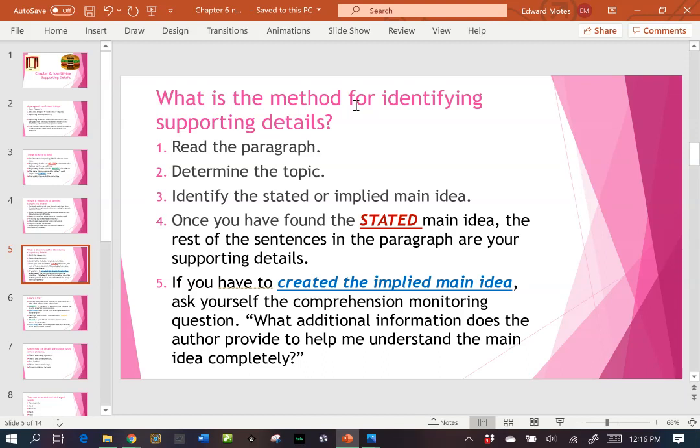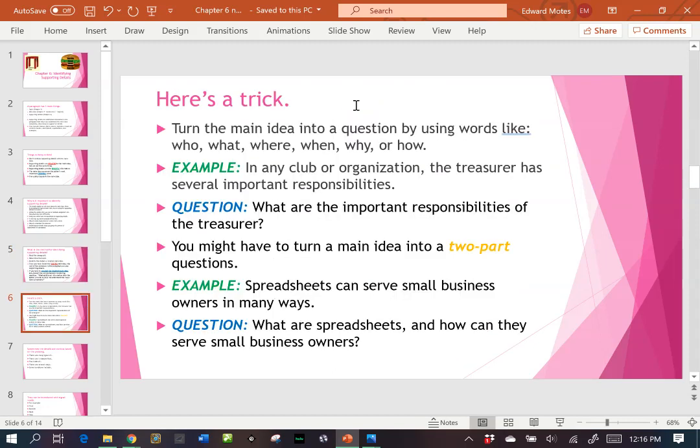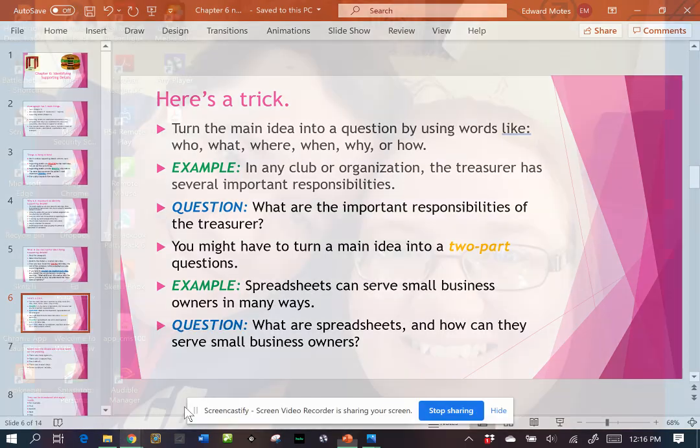So if you have a stated main idea, it's really easy to find the supporting details because it's the rest of the paragraph. But if you have to create the implied main idea for that paragraph, there's a comprehension monitoring question for you. It says, what additional information does the author provide to help me understand the main idea completely? So we're going to stop right here for video number 1. We will pick up with video number 2.